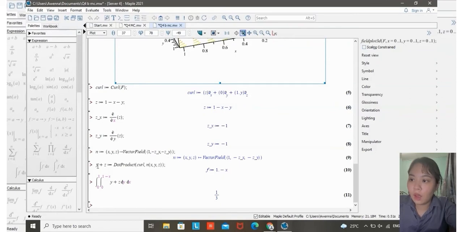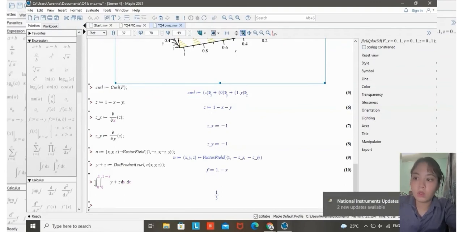And next, I have used y plus z as my own variable. I have used the dot product function for curl and the unit normal vector, where I have gotten f equals 1 negative x. And hence, by using Stokes' theorem, I have used a double integral from 0 until 1 and 0 to 1 minus x, to integrate y plus z with respect to dy dx. So I have gotten the answer. That's all from me. Thank you.